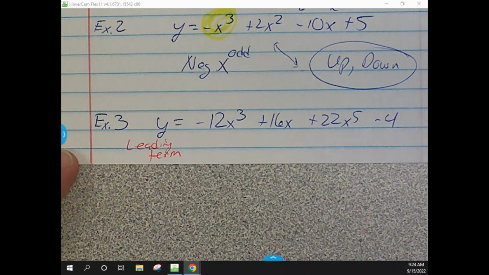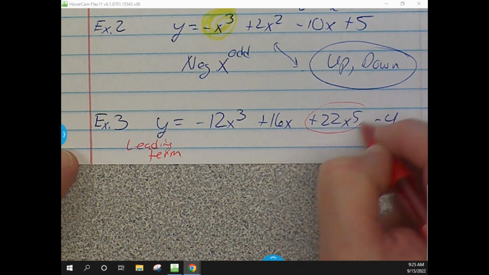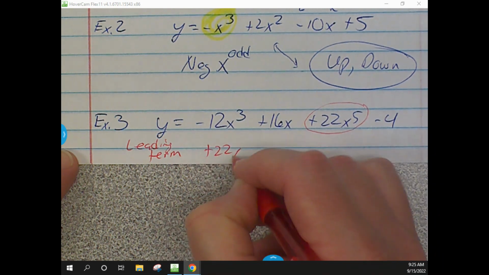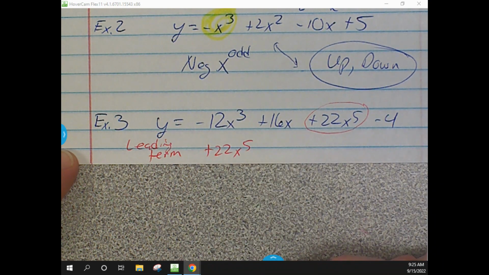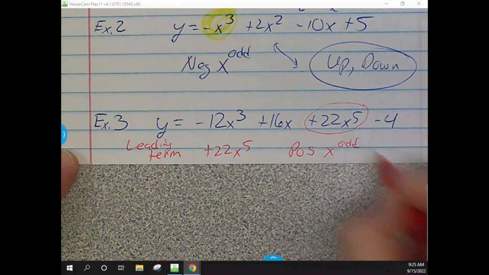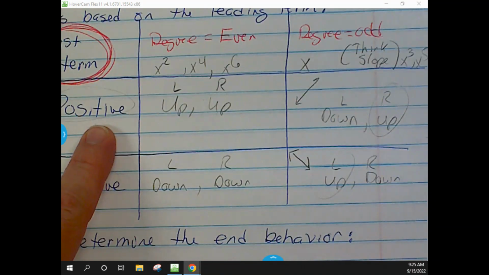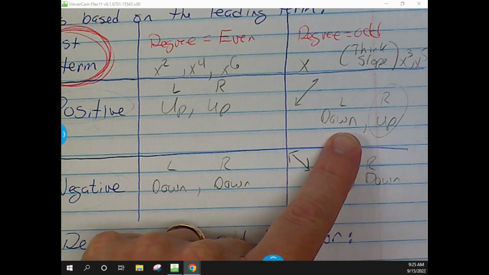Okay, so really, again, all we need, if we're doing standard form, is the leading coefficient or the leading term, which is your highest power of x, which in this case would be that plus 22x to the fifth. Again, if you've got your chart, it's positive, and it's x to an odd power. So positive, odd puts us here at down up.